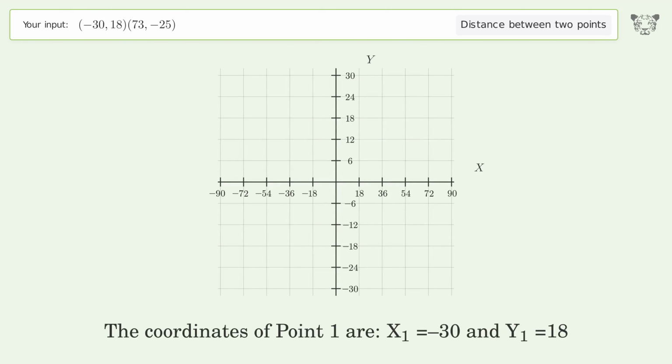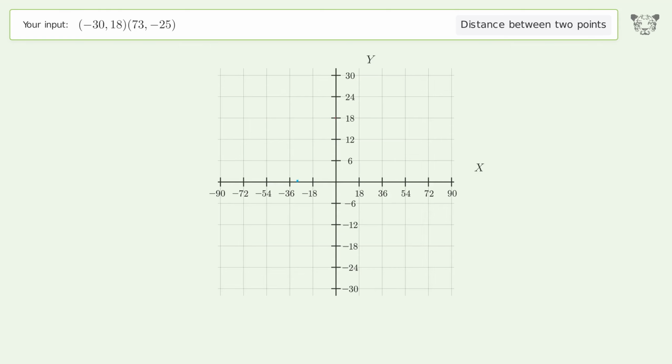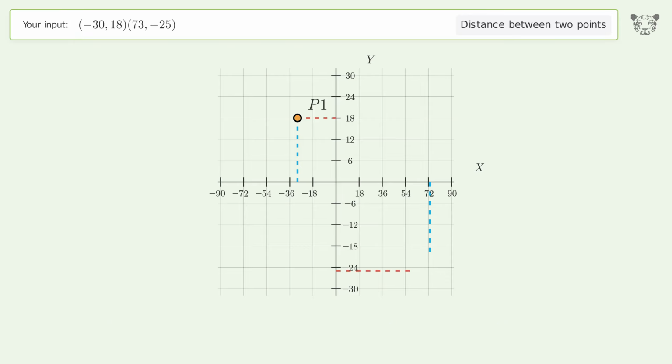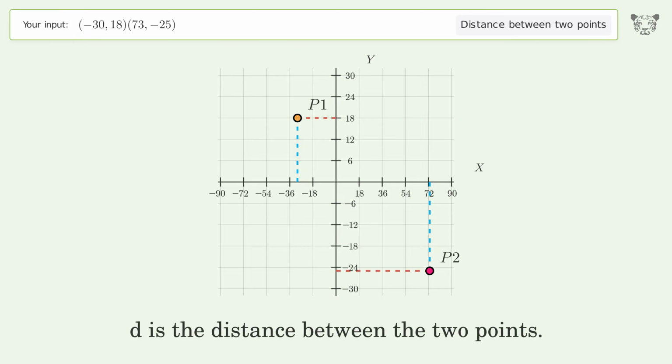The coordinates of point 1 are x1 equals -30 and y1 equals 18. The coordinates of point 2 are x2 equals 73 and y2 equals -25. D is the distance between the 2 points.